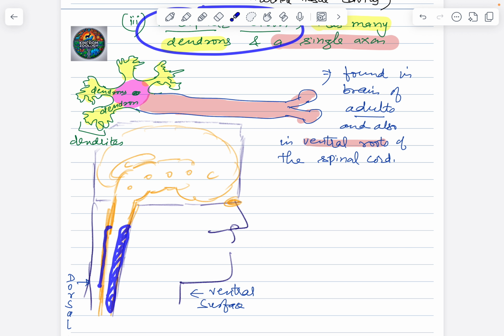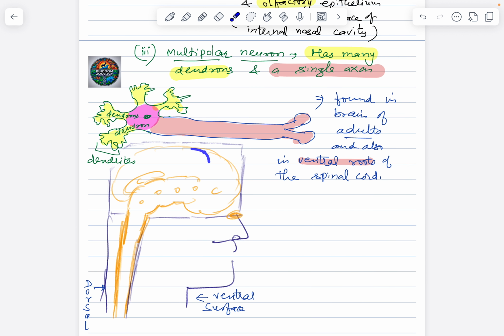What about this side? There's a dorsal side also of the spinal cord, that is this one. Here the neurons will be of a different type, type number 4, that we will discuss in a while. So for now, multipolar neurons are all the neurons in your brain and all the neurons on the ventral surface of your spinal cord. These are also called the ventral roots of the spinal cord.